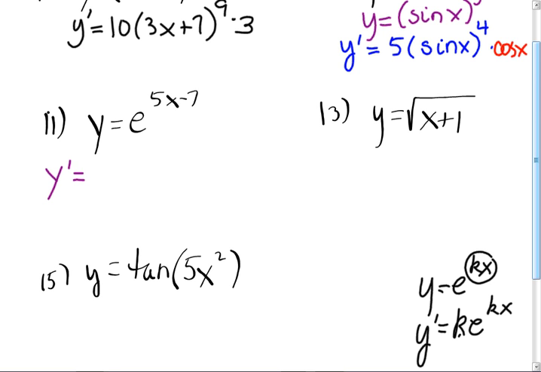So what's y prime? It's e to the 5x minus 7 times the derivative of that. That's the inside. Even though it's the exponent, it's the inside. This is not a power. This is an exponential. So it's times 1.